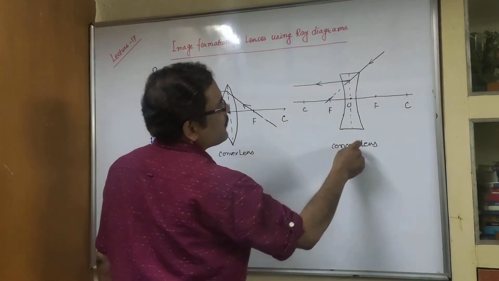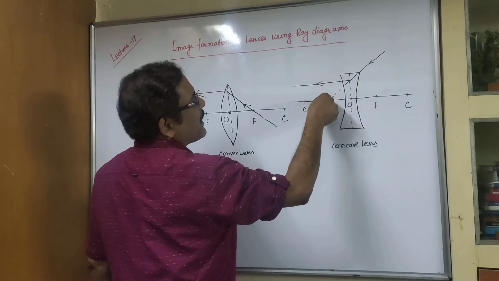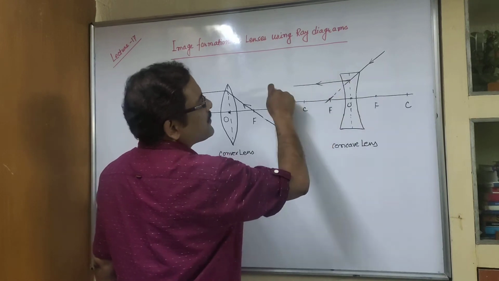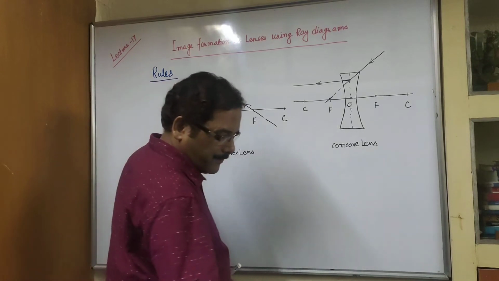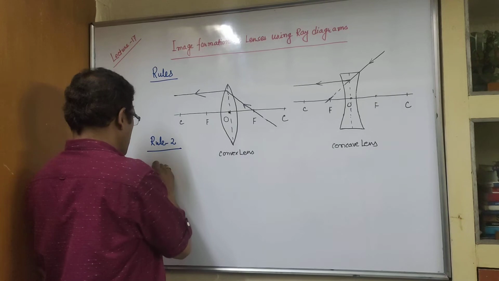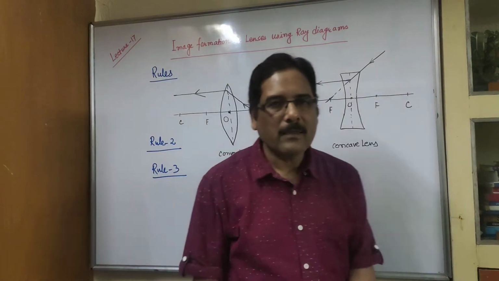See, it is true for a concave lens also. Suppose this is the ray, if we extend this ray, it will pass through the focus. So after refraction, it becomes parallel to the principal axis. Now the third rule. Write the third rule.